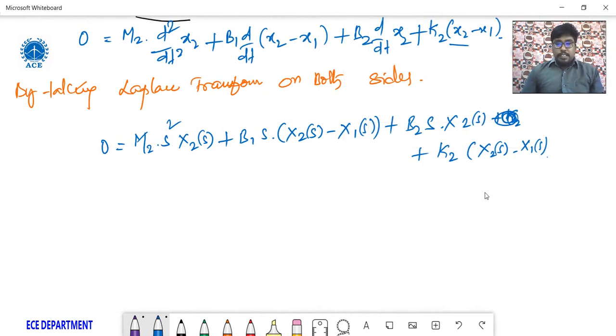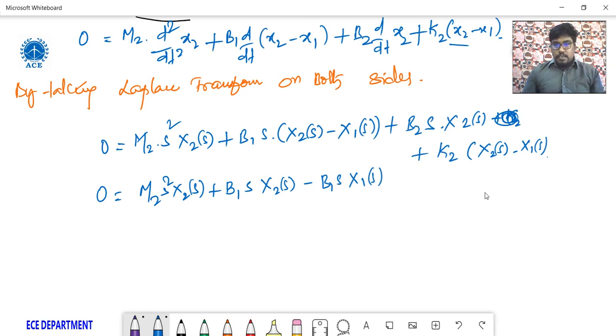So let us simplify this. We will expand first. 0 is equal to m2 s square x2 of s plus b1 s x2 of s minus b1 s x1 of s, plus b2 s x2 of s plus k2 x2 of s minus k2 x1 of s.